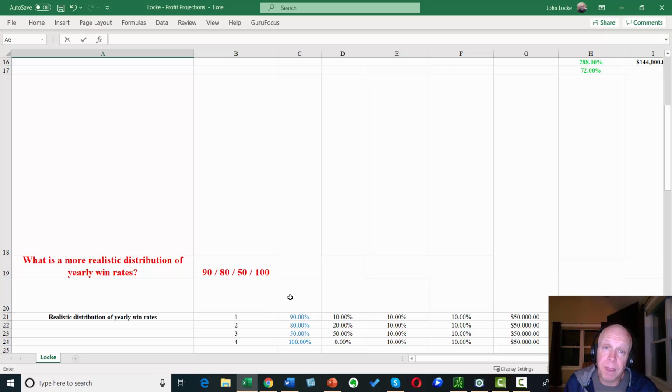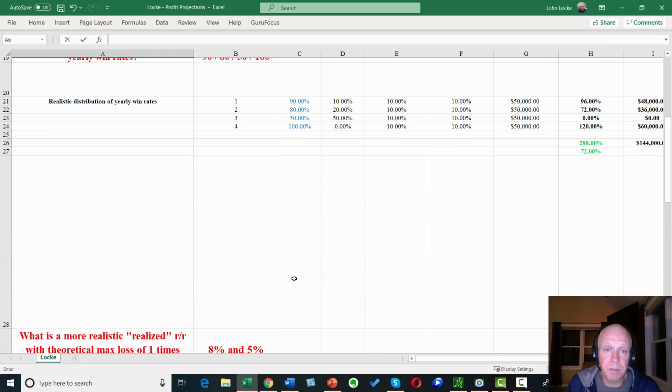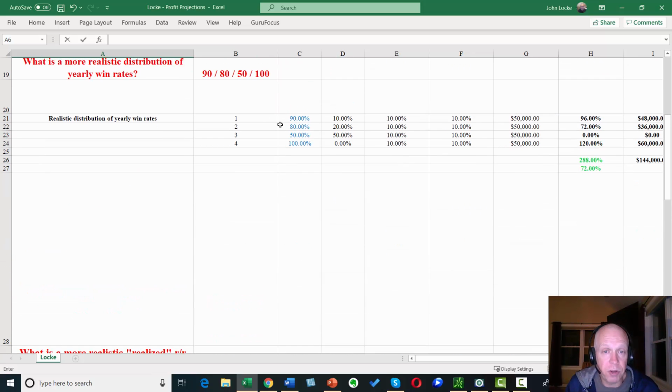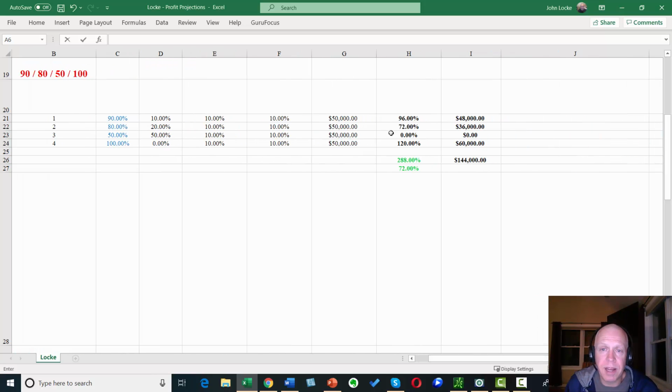And again, we can go on and on for 5, 6, 7, 8, 10, 20 years with this, right? But if that were the case, if we were to take this strategy and trade it, year 1 we'd have a 96% return with our 90% win rate. Year 2 we'd have a 72% return with our 80% win rate. Year 3 maybe we'd break even because we had a 50% win rate and we have that 1-to-1 risk reward ratio.